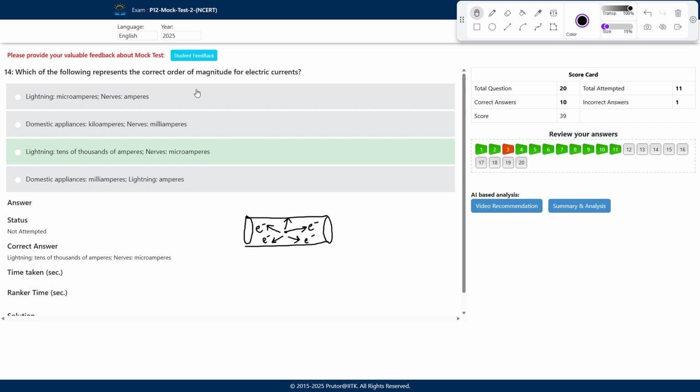So the other options are incorrect. The first option says that lightning is of microamperes, which is wrong. Lightning contains the higher order of currents because it is of very high potential difference or voltage. Domestic appliances in kiloamperes, no. In domestic appliances the order of the current is 1 ampere. And the fourth option is also incorrect.